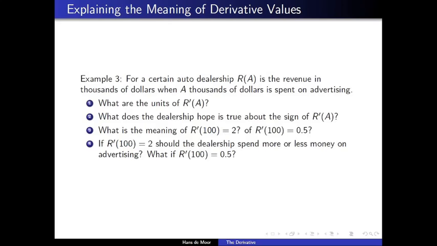So when we talk about R prime at 100 as being 0.5, what does that mean? He's not really making much revenue on his advertising. It might not be what he's satisfied with, but his revenue is still increasing, right? So if he puts in, let's say instead of 100,000, $100,001, you would expect that his revenue would increase by $0.50 then, right? And that may not be very productive for him.